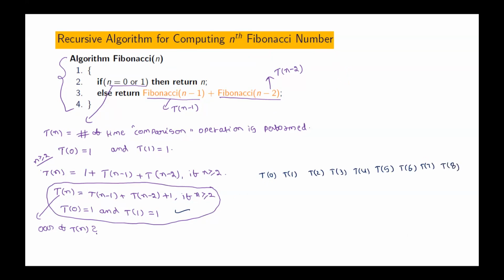Please tell me what is T of 0? 1. T of 0, it is given as 1. What is T of 1? Also 1. What is T of 2? T of 2 is not 2, no. T of 2, if we substitute n equal to 2, is T of 2 minus 1 plus T of 2 minus 2 plus 1, no. This is T of 1 plus T of 0 plus 1. What is this? 1 plus 1 plus 1, it is 3. Is that correct? T of 2 is 3.